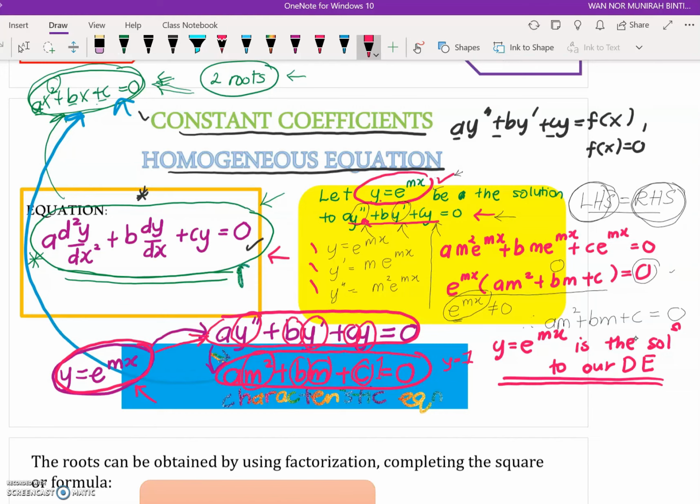Okay, so after this, in the next video, I will show you how to get the solution of the homogeneous equation, yH, by using all these three pieces of information that we have discussed in this video. Thank you, class.